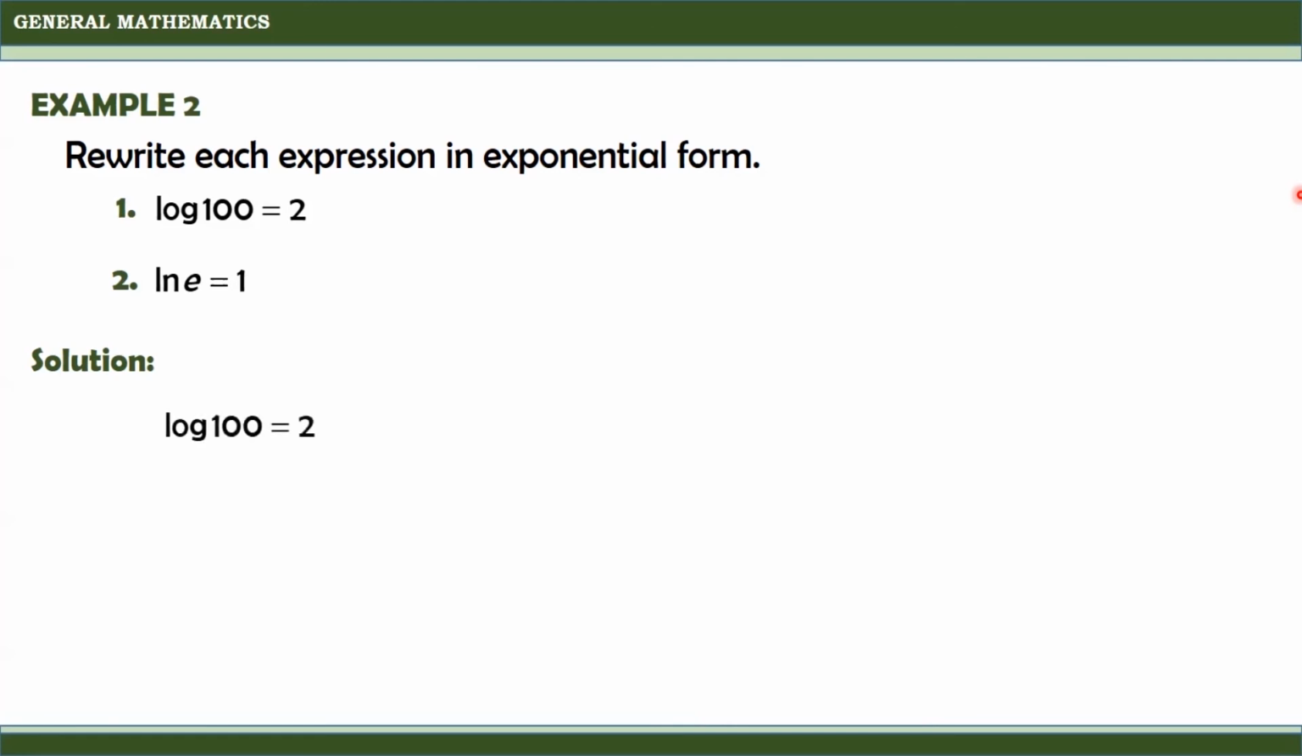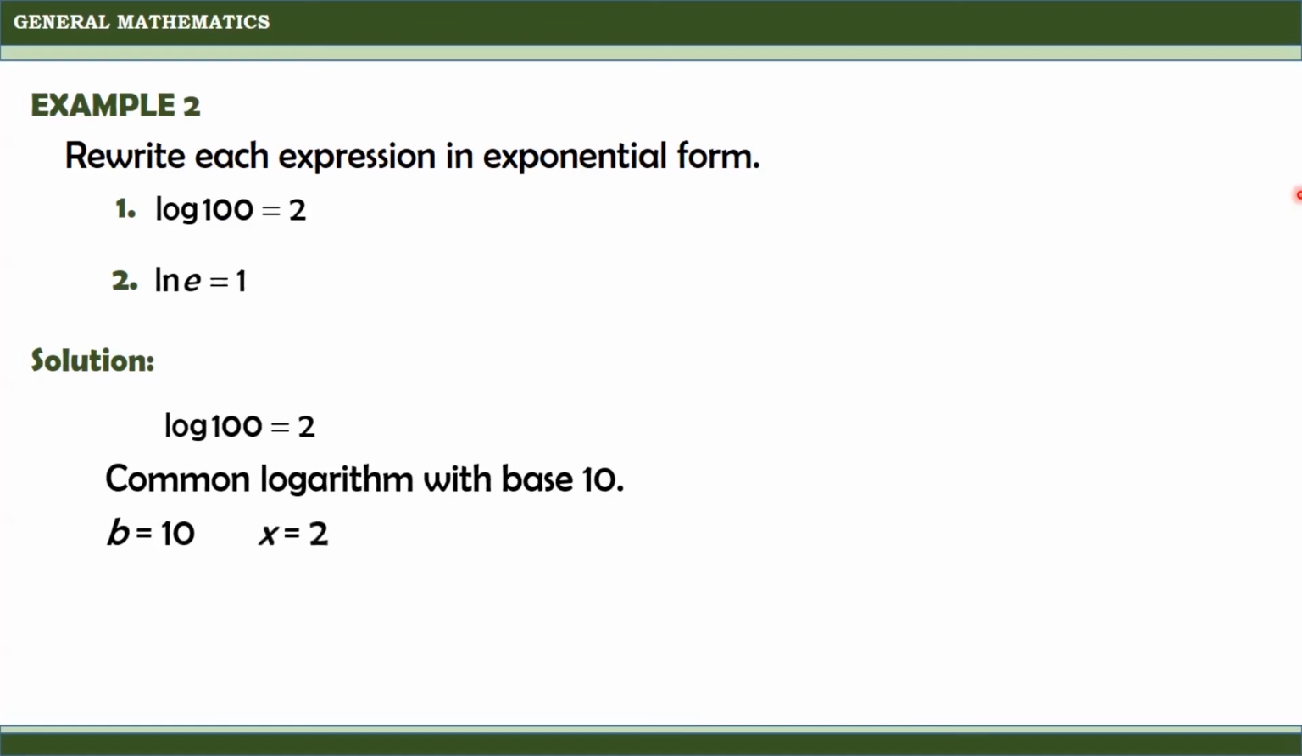For the first given, notice that since we do not have a base here, it means that this is a common logarithm with base 10, meaning b or our base is equal to 10. Also, we have x equals 2 and y equals 100. Recall that the exponential form is given by b raised to x is equal to y. Substituting b, x, and y to this exponential form, we will have 10 raised to 2 equals 100.